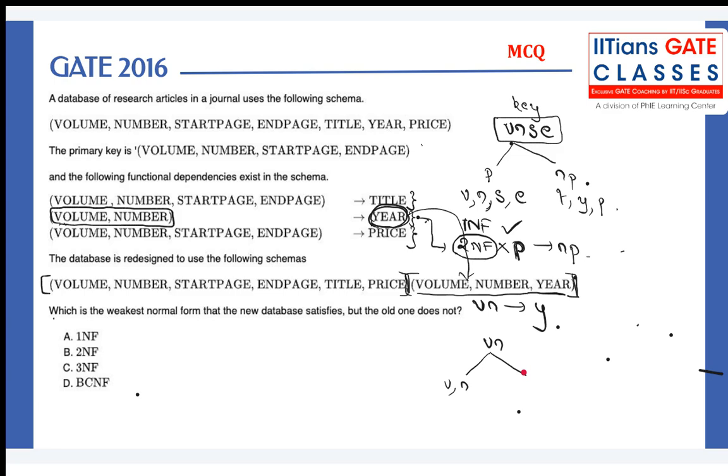Is there a dependency P derives NP? If you look here, this is P, this is NP. But is this a proper subset of the candidate key? Is it a proper subset of the candidate key? No. So now your relation becomes 2NF after decomposition. That's why option B is the right answer.